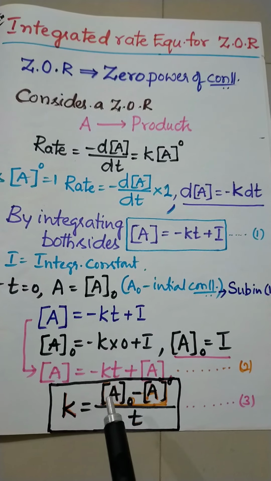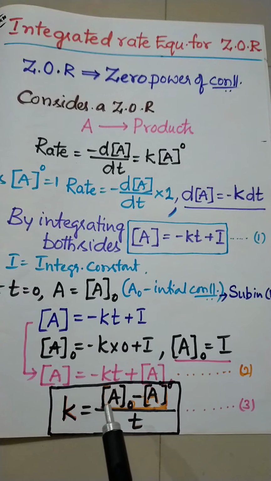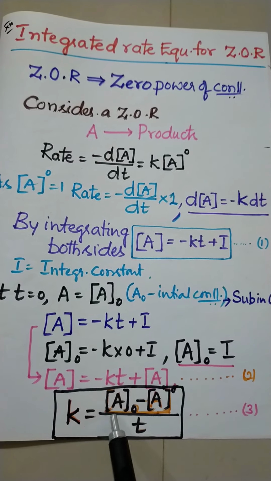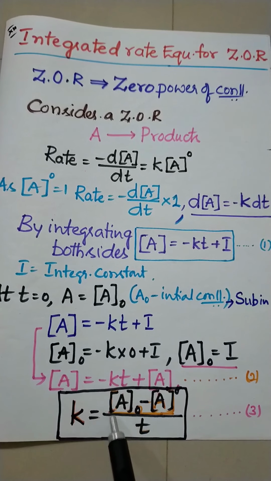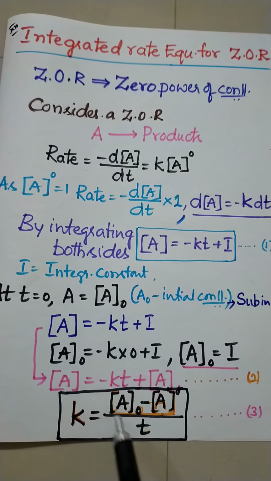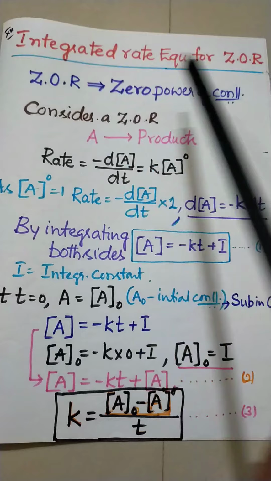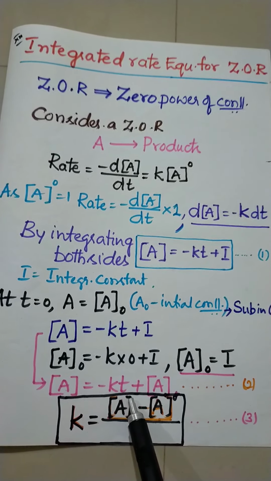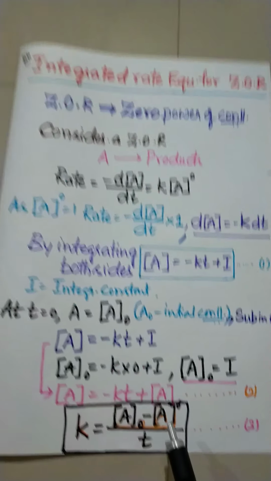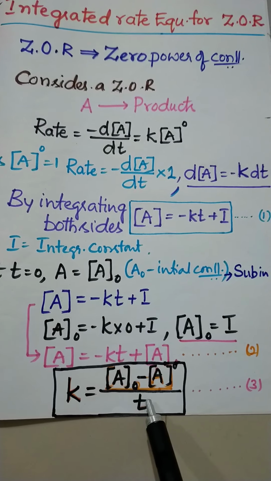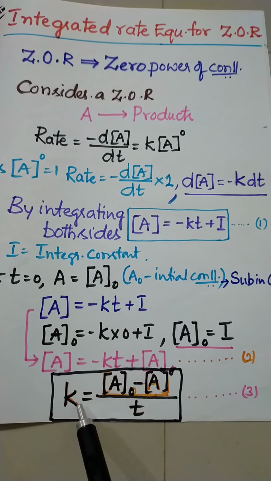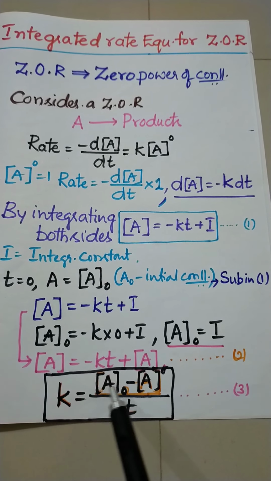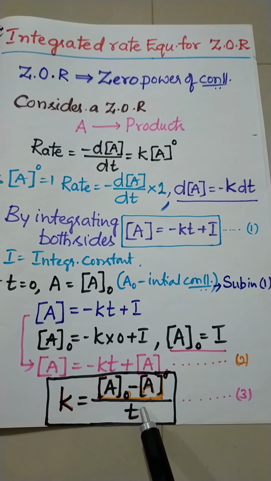Some numericals may be focused on this equation. You may be asked to do the sum based on the integrated rate equation for zero order. That is, you are given A naught, the initial concentration, and the final concentration, and the time is also given. Then you can directly find k, or if k is given, then you may be asked to find the time.